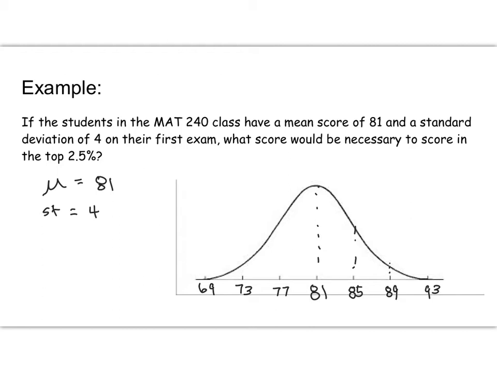All right, 2.5% of my area is anything greater than 2 standard deviations above. So I would need a score of 89 or better to score in the top 2.5%.